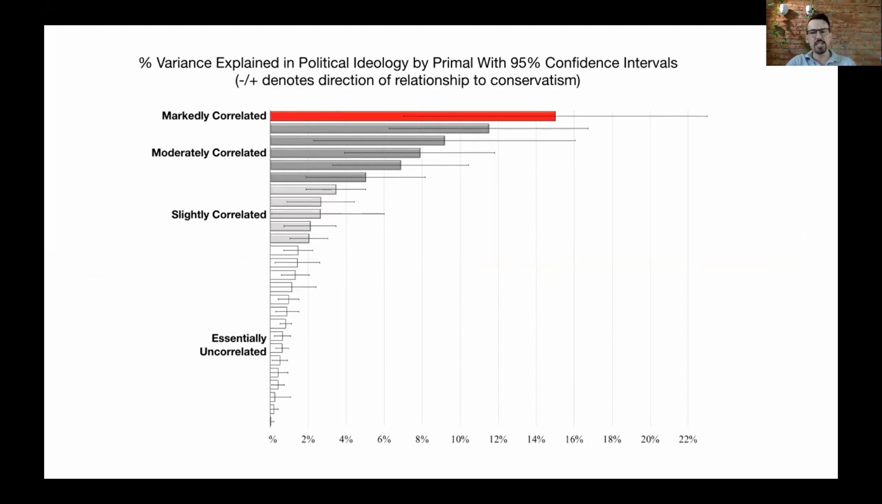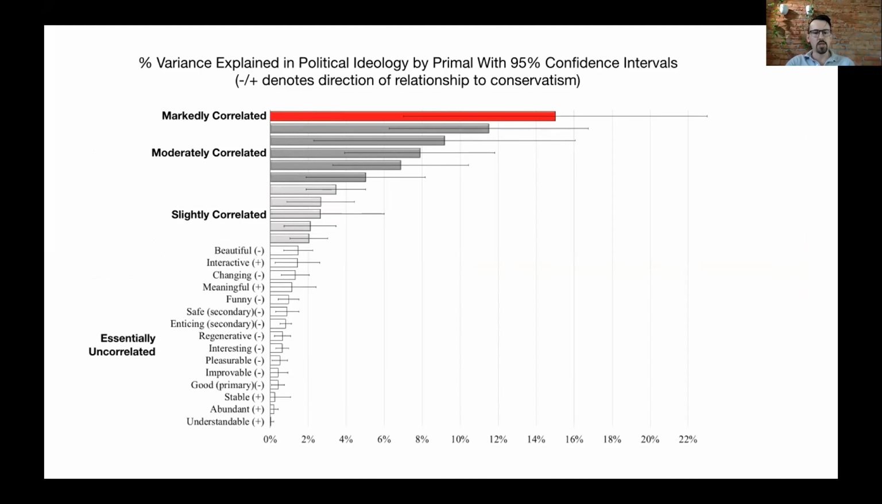So what we see is these are all 26 world beliefs that we know of. And what we see is on the bottom, most of them are not correlated to political ideology. 5 of them are a little bit, 5 of them are a little bit more, and then there's one big one that's doing a lot more work than the rest. So the world beliefs that are essentially uncorrelated include all of these at the bottom, including the belief that the world is a dangerous place.